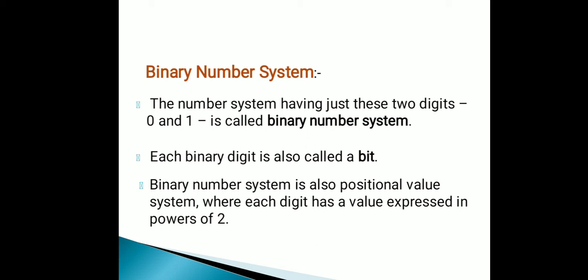In the last video I explained about the decimal number system. This system uses 10 digits: 0, 1, 2, 3, 4, 5, 6, 7, 8 and 9. So there are a total of 10 digits, and this number system is based on tens. So the base of the decimal number system is 10.